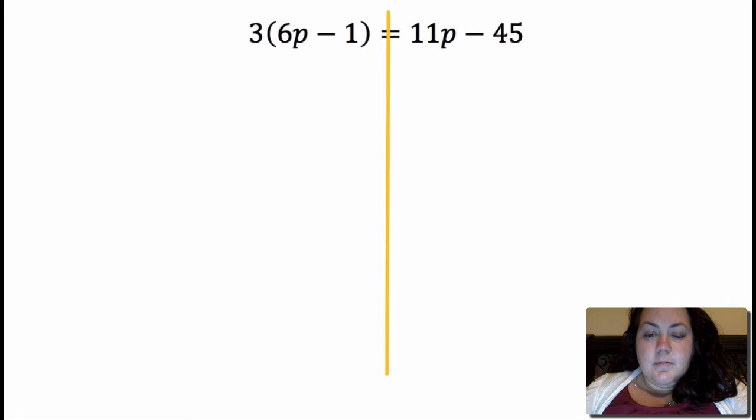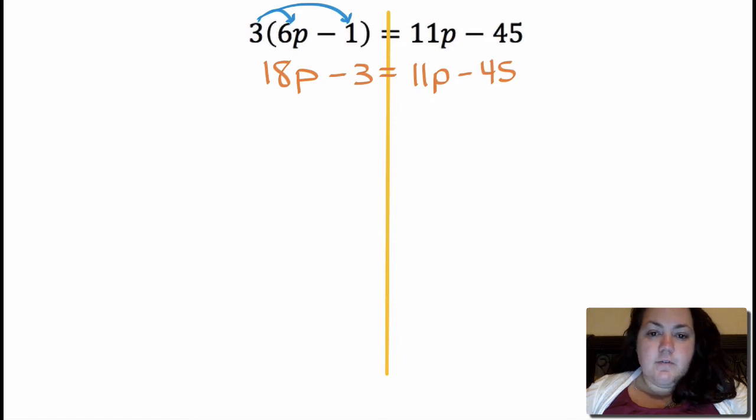All right, this one, I'm going to draw my line down the equal sign. On the left, I have a 3 that I need to distribute into the parentheses. So I'm going to do 3 times 6p and 3 times negative 1. 3 times 6p gives me 18p, and 3 times negative 1 gives me a negative 3. So I have 18p minus 3, and on the right side, I'm just going to bring everything down. So 11p minus 45. Now, I don't have any terms that I can combine, so I'm going to go ahead and move the 11p, which is the smaller one, to the other side.